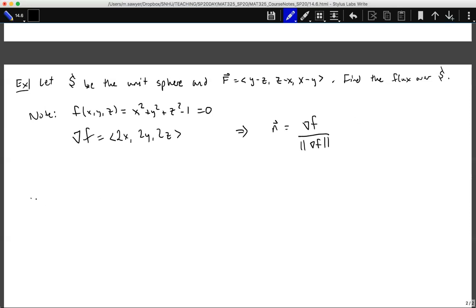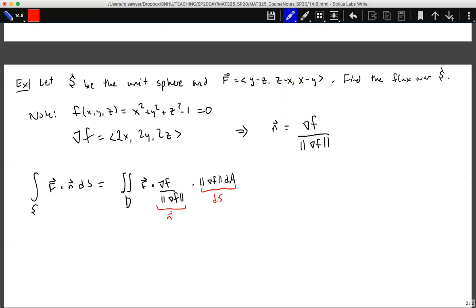So when we're evaluating the flux over S, we can think of this as F dot n dS. We can think of this as over the domain D of F dot the normal vector, which is given by grad f over the norm of grad f, times the norm of grad f dA. So this is another formulation where this is dS and this is our normal vector n. What we see is that the norm of the gradient cancels out, and so we're left with F dot grad f dA.